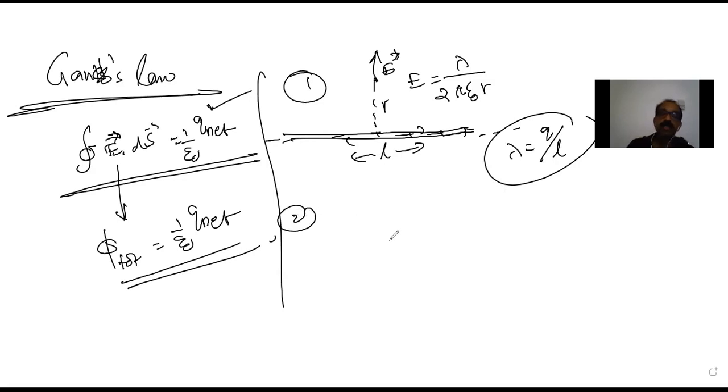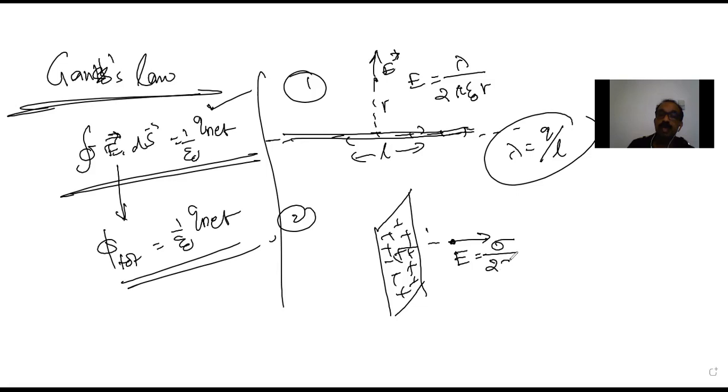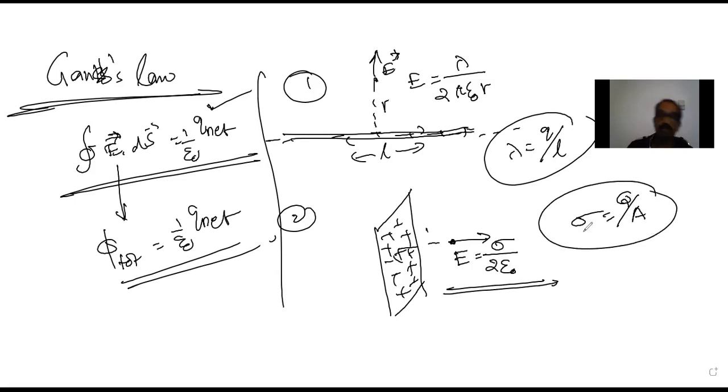And another equation is for the electric field due to a charged sheet. Long charged means an infinitely charged sheet, we say. If you take a point very close to the sheet, the equation for the electric field at this point is nothing but E is equal to sigma by 2 epsilon naught. Sigma is the surface charge density, meaning charge per unit area. This one is linear charge density, charge per unit length. This is surface charge density, charge per unit area.